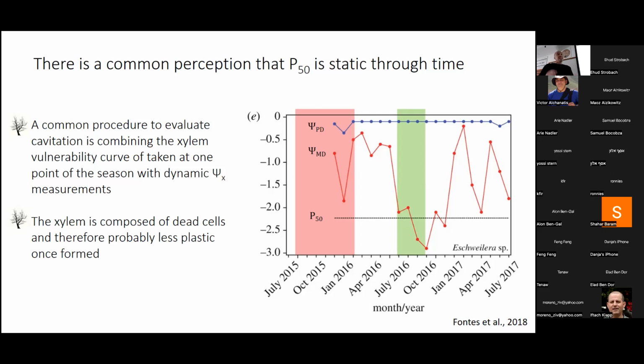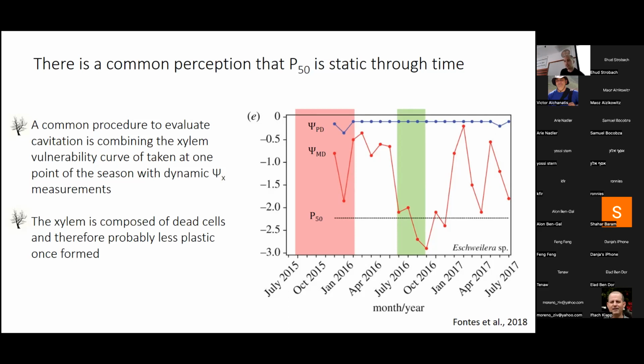Now, there is some logic in assuming that the xylem vulnerability doesn't change through time, because the xylem is a dead tissue. It's composed of dead cells. And if the cells are dead, you can assume that they're probably not very plastic. So that's probably the logic behind the hidden assumption.